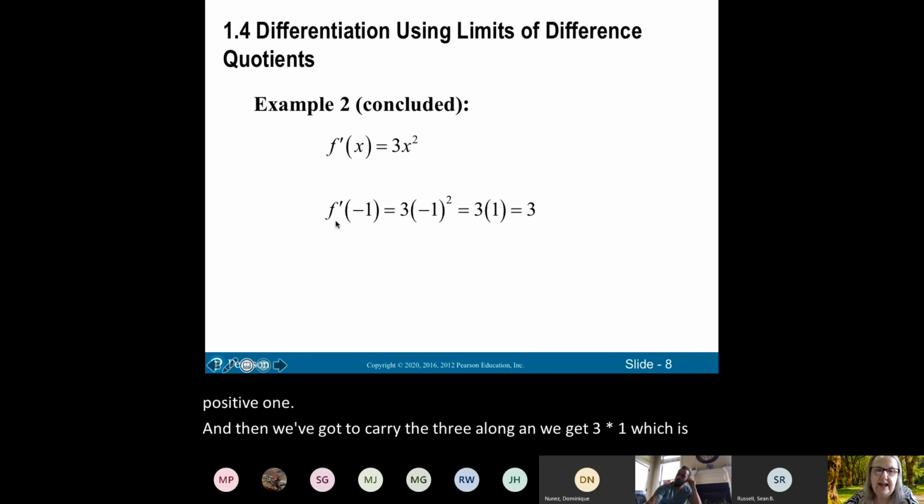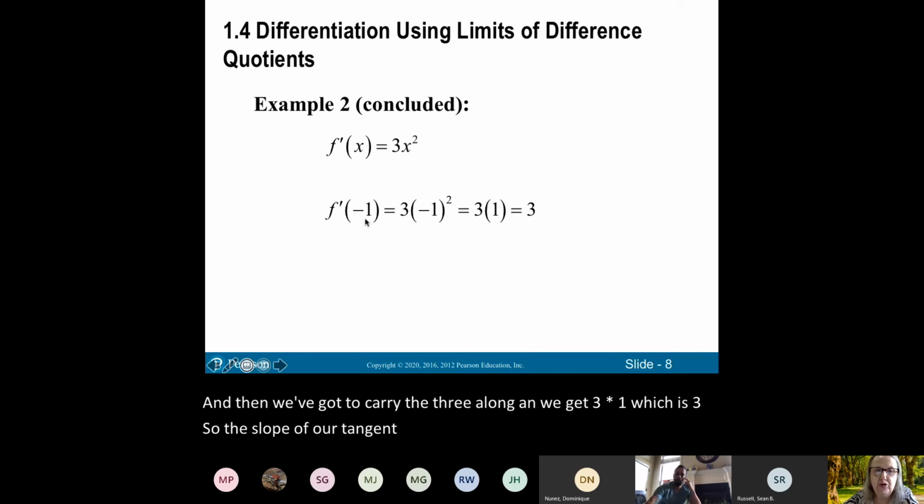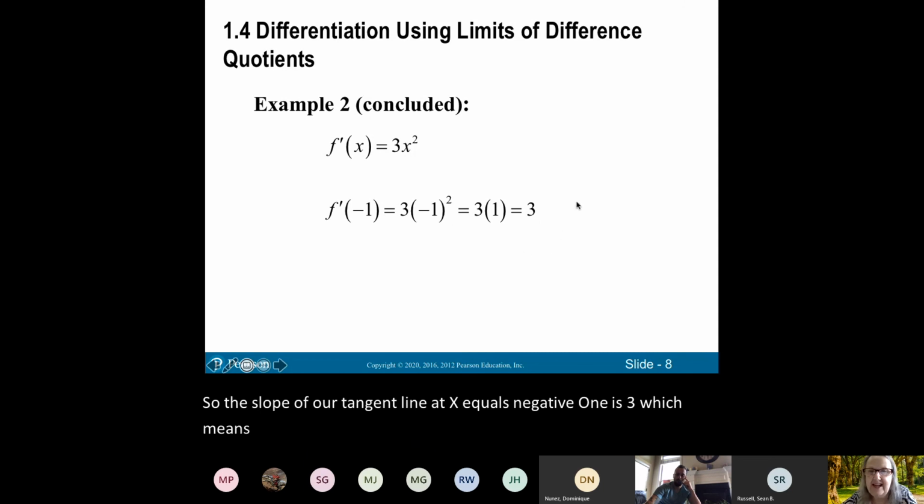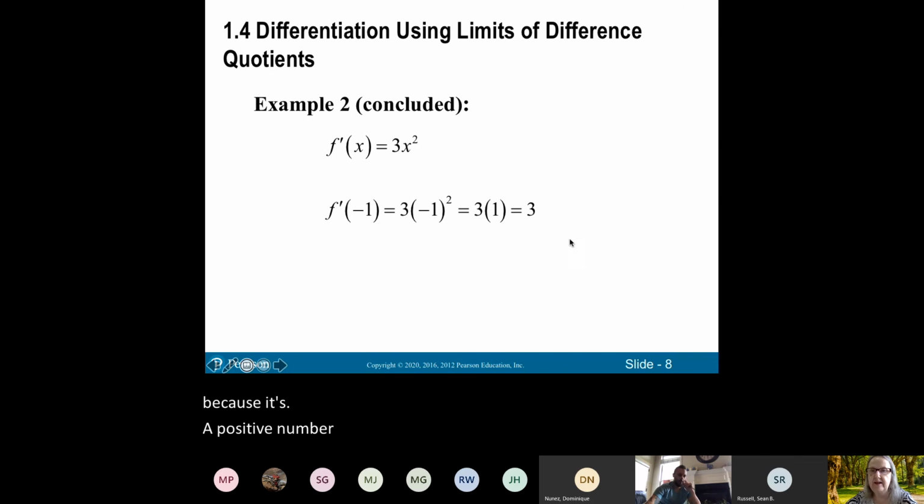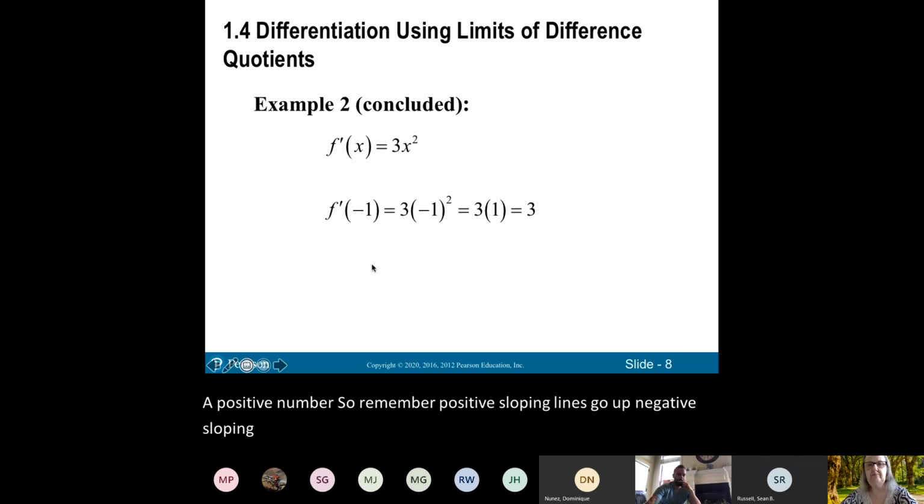So the slope of our tangent line at x equals -1 is 3, which means our tangent line is going up as we go from left to right because it's a positive number. So remember, positive sloping lines go up, negative sloping lines go down.